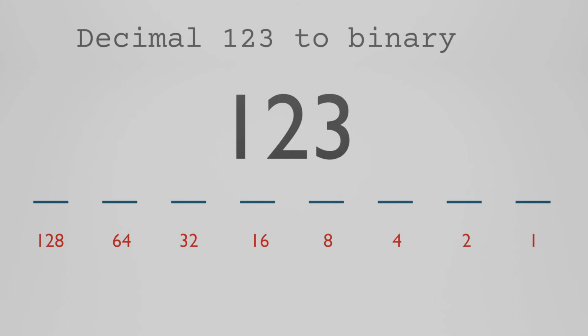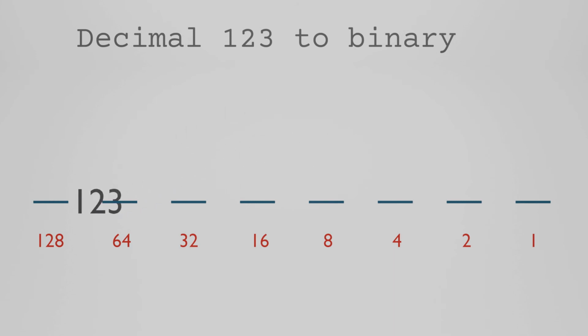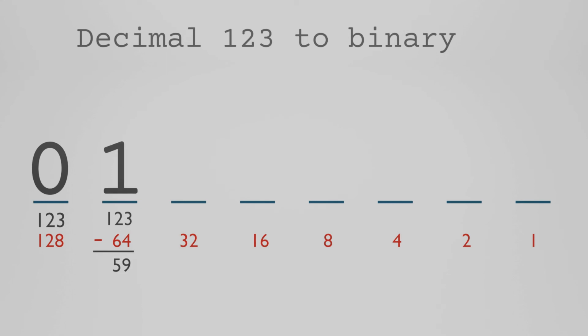123 is your next number to convert to binary. 123 is not more than 128, so a 0 goes in the position on the left. 123 is larger than 64. Put a 1 there. Subtract 64 from 123. You have 59 left. 59 is bigger than 32, so a 1 goes there as well. 59 minus 32 is 27.